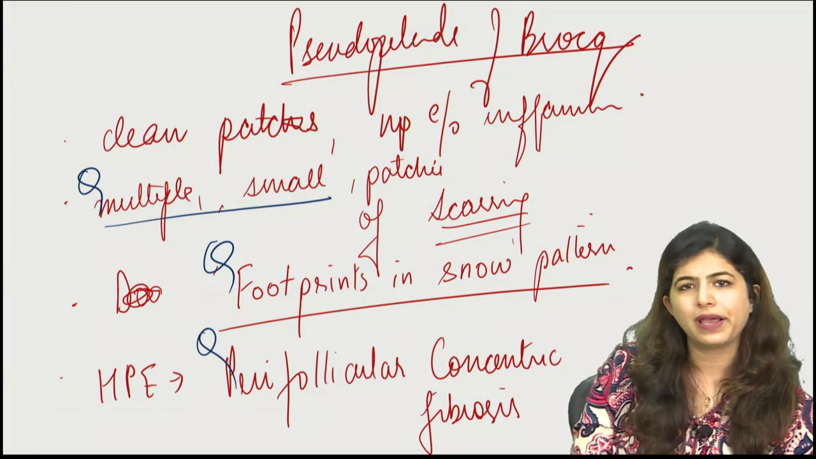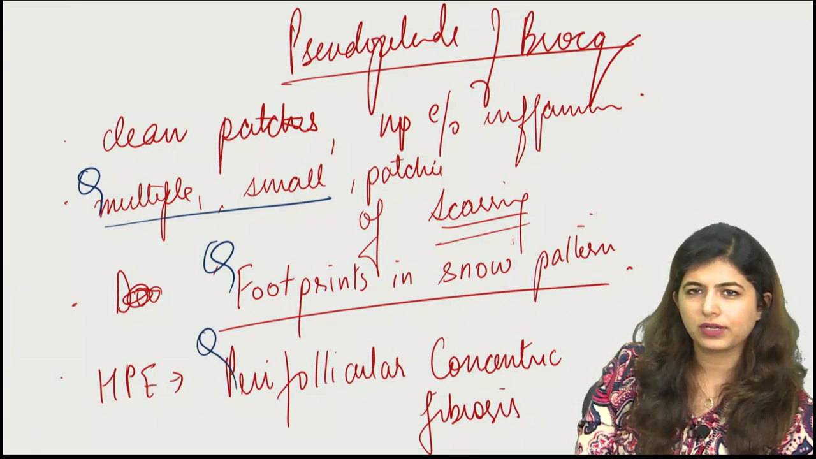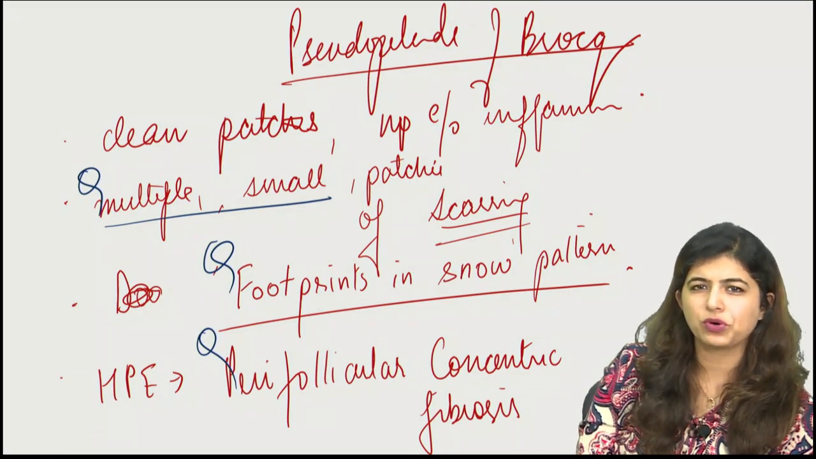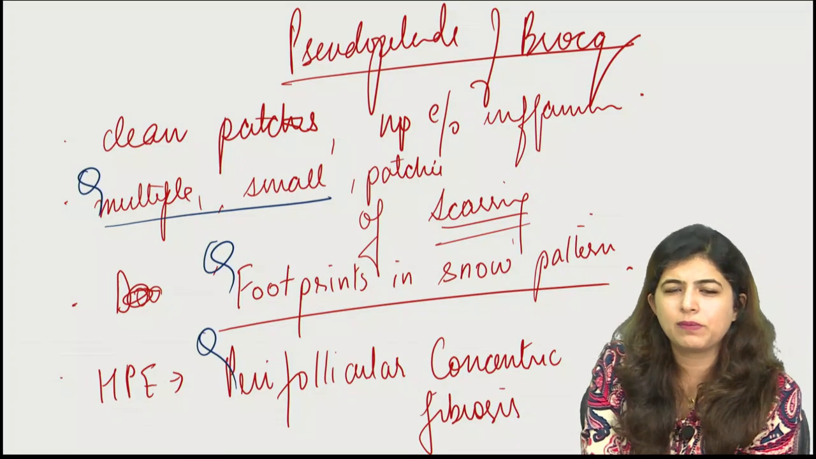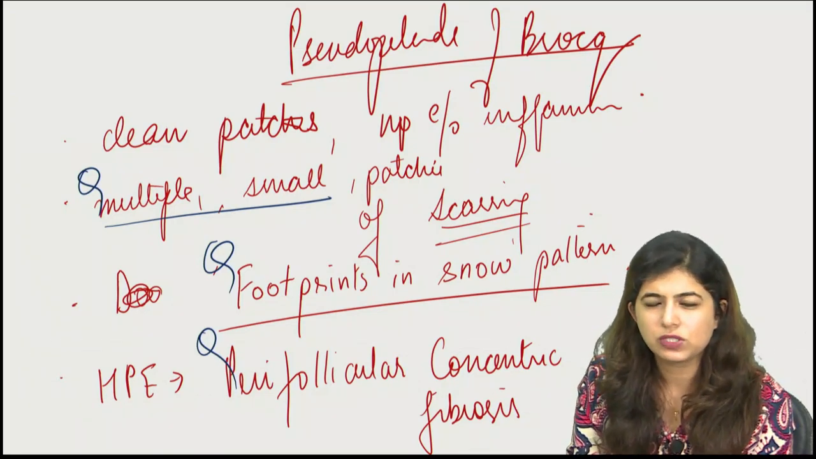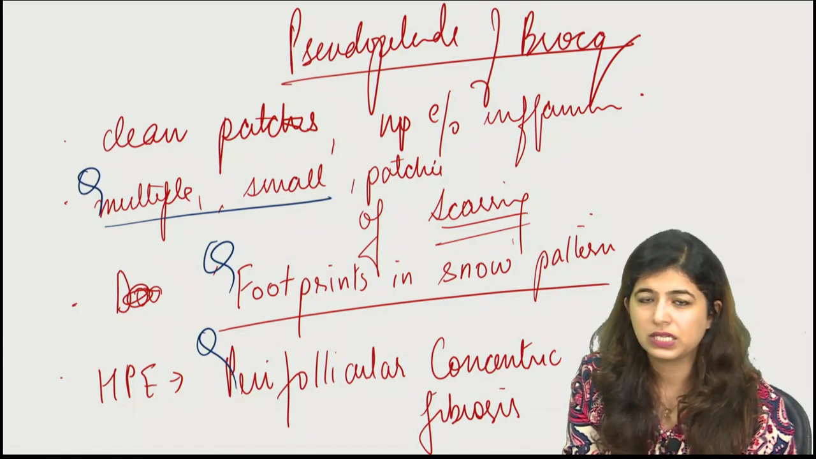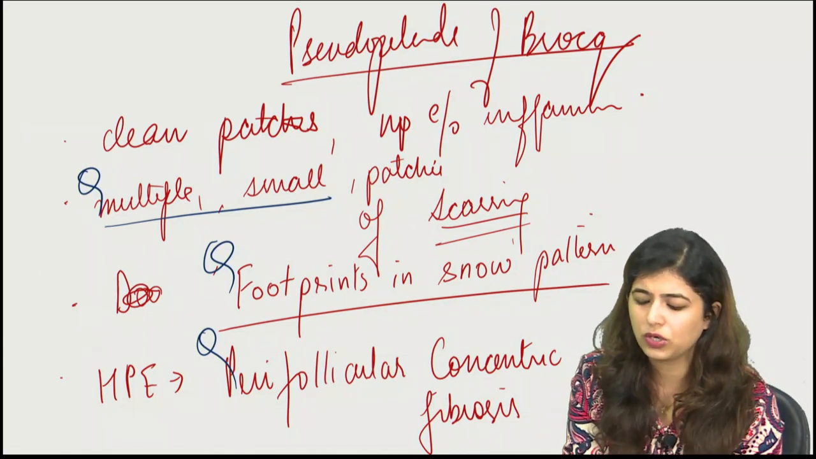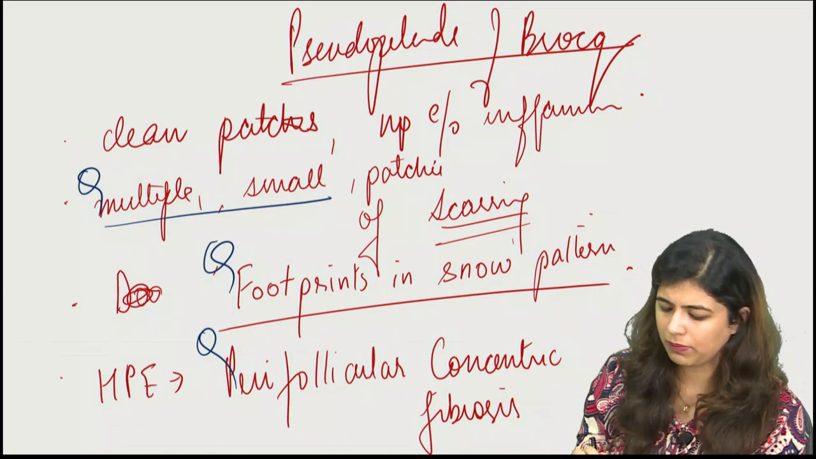So this is what I know about pseudopelade of Brocq. It is a very rare type of cicatricial alopecia. Mostly what you read in cicatricials are lichen planopilaris and discoid lupus erythematosus. This is an entity which is missable. That is why we have it in the question here, so that you know and you remember.